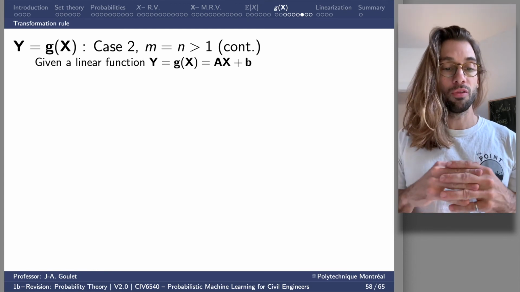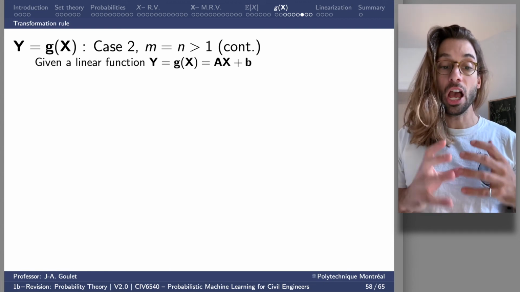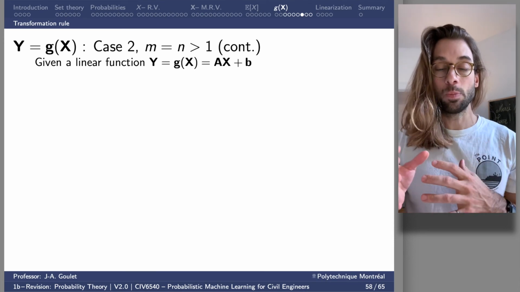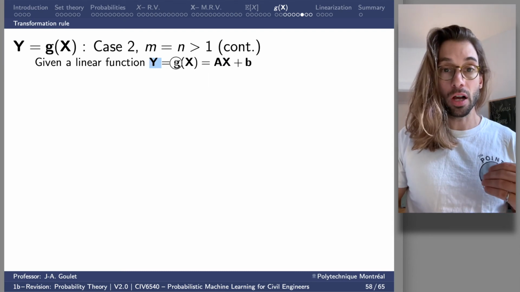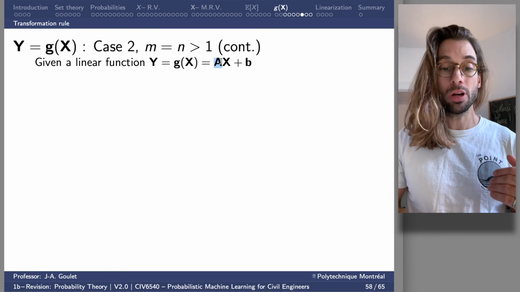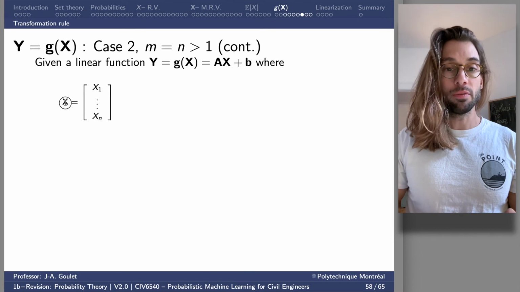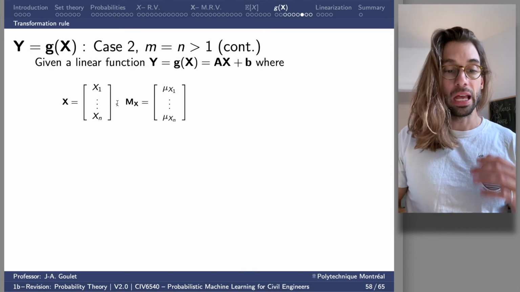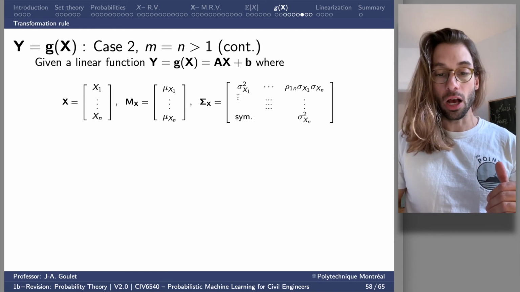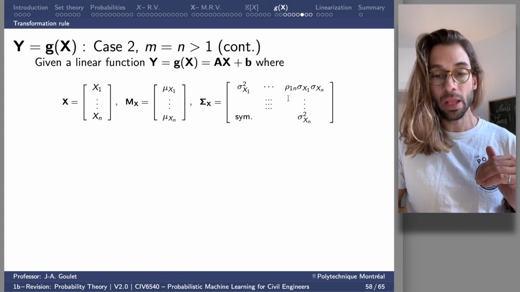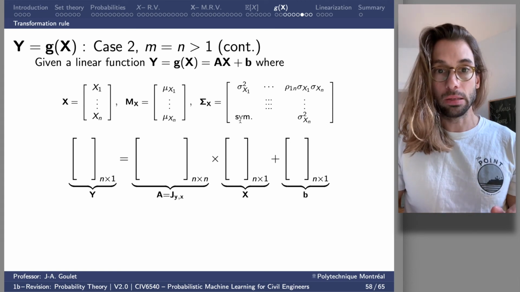Okay, so if we look at the second case where m equals n and is greater than 1, we study a linear function of the type Ax plus b, where now x is a random variable and y is a random variable. So my deterministic function is defined by A, which is not a scalar but a deterministic matrix, and B, which is a deterministic vector. Okay? So my random vector x goes from x1 to xn. It's defined by its mean vector from mu x1 to mu xn, and its covariance matrix, containing all the variances on the diagonal and the covariance terms on the off diagonal. And something that I didn't mention before: the covariance matrix is always symmetric, okay?